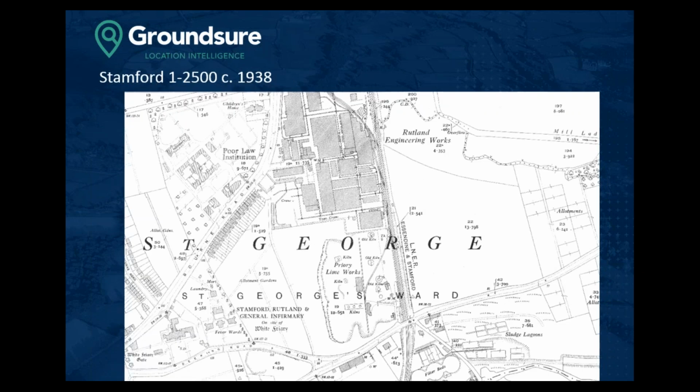So here's the exact same location using the more detailed 25-inch to the mile mapping. As you can see, this allows specific features of concern to be seen more clearly in urban areas, as well as a greater detail for buildings and railways. So that's in 1938.